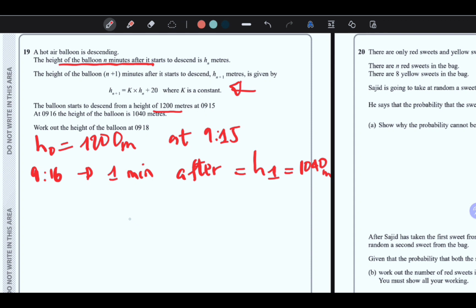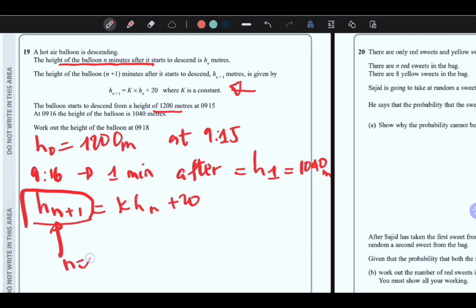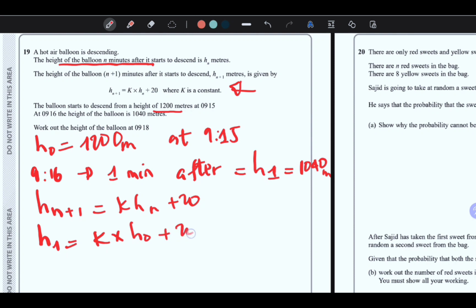So if we're talking about h(n+1) equal to k h(n) plus 20, and we want to have h1 here, it means definitely n was 0. And if n is equal to 0, it means time has not yet passed. And that also means this will be h1 equal to k times h0 plus 20.